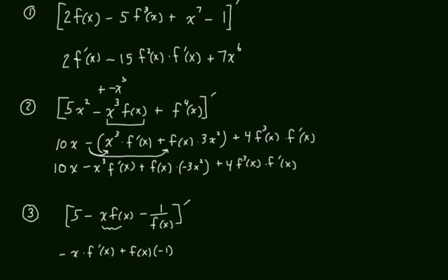And then over here, again, this is f of x to the negative 1 power. So I'm going to bring down the negative 1, and that's going to combine with this negative to make it plus f of x to the power of negative 2 times the derivative of the stuff, f prime of x. Okay, let's take a look at the next one. In this one, it's going to be a little bit different.